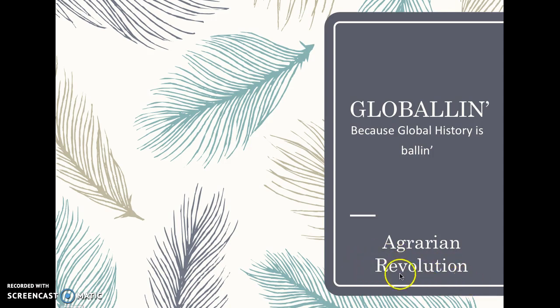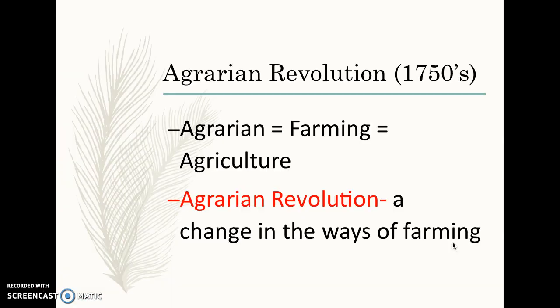Remember, revolution is a change in the way that people live. And the word agrarian is going to deal with farming. So we're going to be dealing with a change in farming techniques. So, first thing we need to get down is that agrarian means farming, and agriculture also means farming. So when we talk about these two A words, we're talking about farming, okay? And the Agrarian Revolution is a change in the way of farming. So this is going to begin in the 1750s, and we're going to have a bunch of new different ways of how people begin to farm and produce more food. Make sure you get this down.